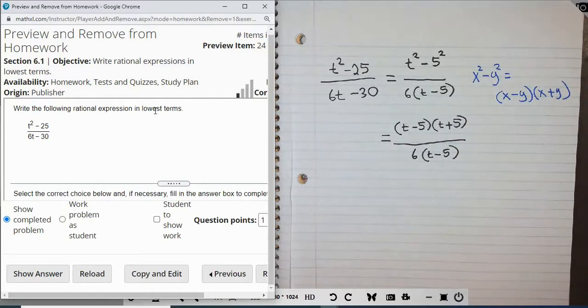All right, so now we've got it factored. That was our first step. Our next step will be to cancel out any factors that are common between the numerator and denominator.